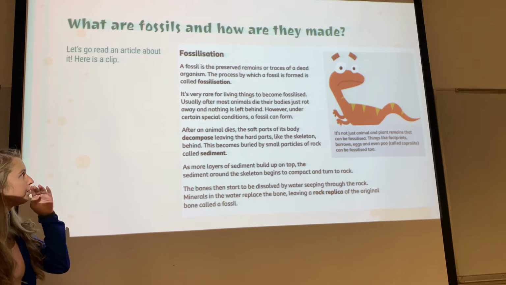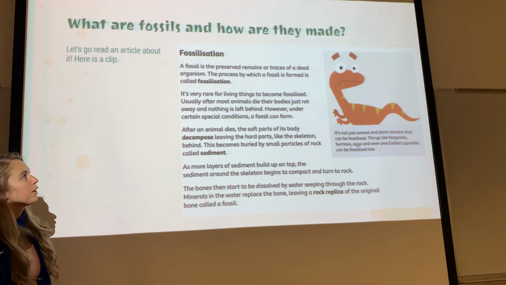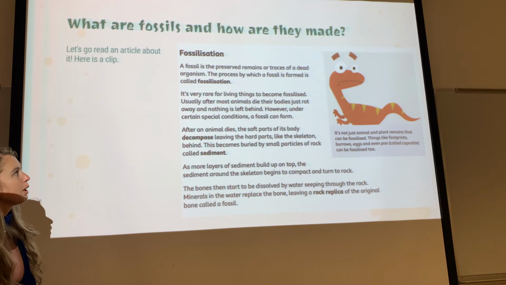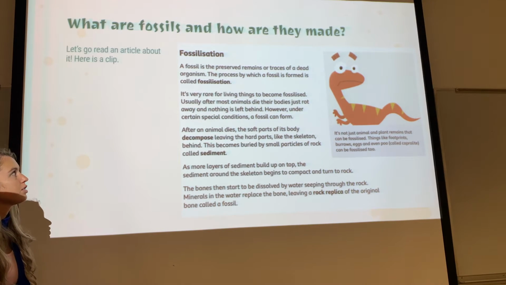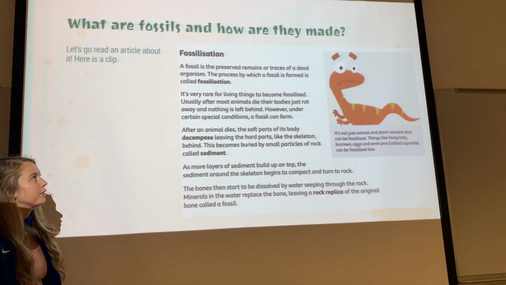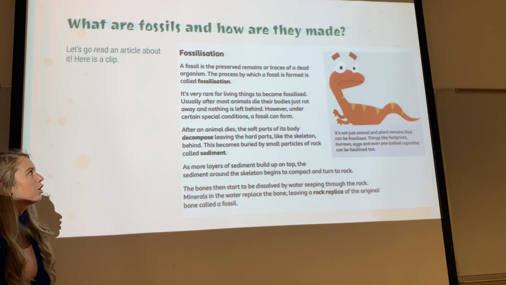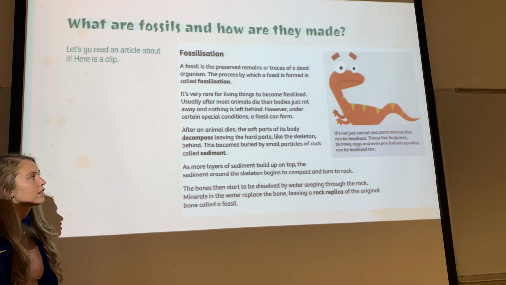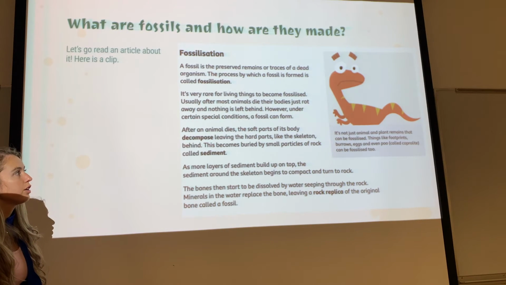Fossilization. A fossil is the preserved remains or traces of a dead organism. The process by which a fossil is formed is called fossilization. It's very rare for living things to become fossilized. Usually after most animals die, their bodies just rot away and nothing is left behind. However, under certain special conditions, a fossil can form.